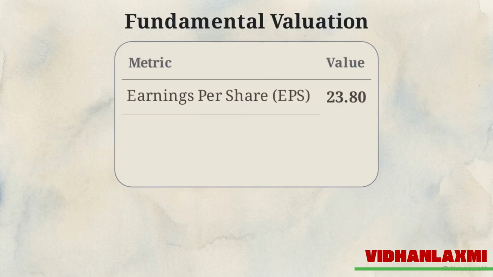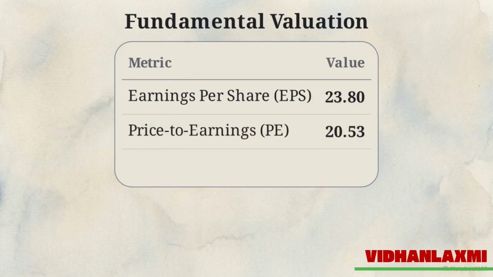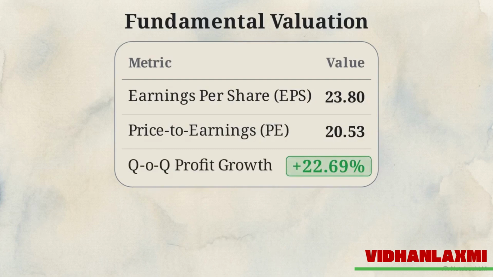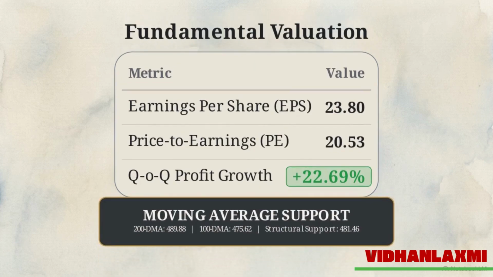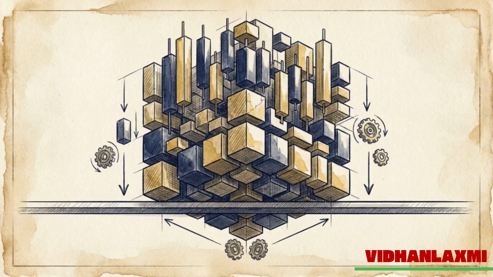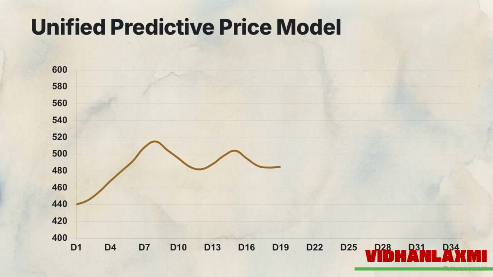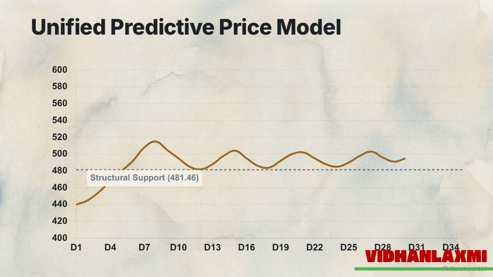Aadhar Housing reports an earnings per share of 23.80, matched against a price-to-earnings ratio of 20.53. Furthermore, the company delivered a profit growth of over 22% quarter over quarter. This performance provides a valuation-based rationale for the long-term moving average support levels. The data suggests that the asset's underlying value is effectively absorbing short-term selling pressure, keeping the price anchored to its long-term support levels. Bringing all these disparate data layers together gives us a complete, unified predictive model.